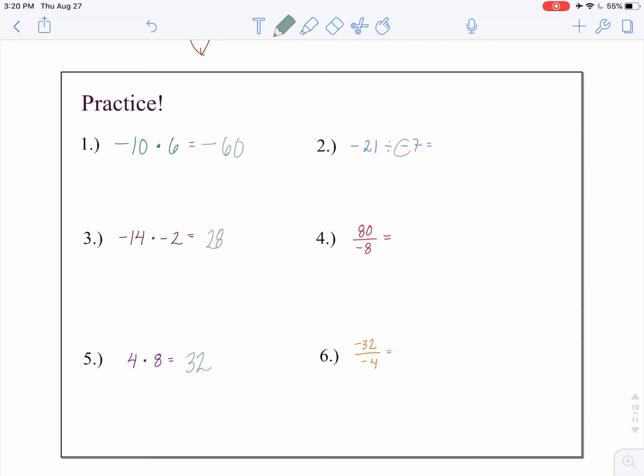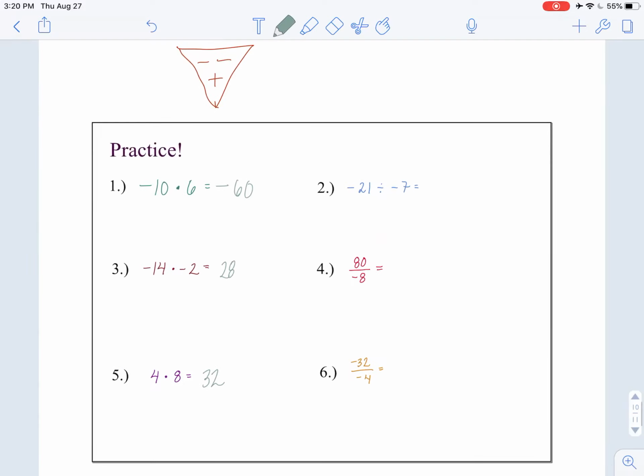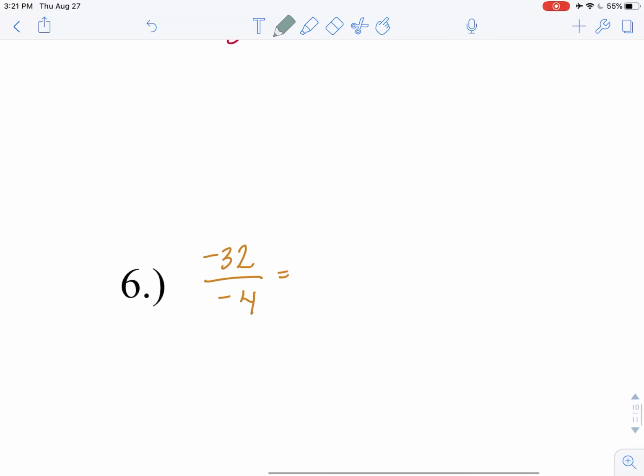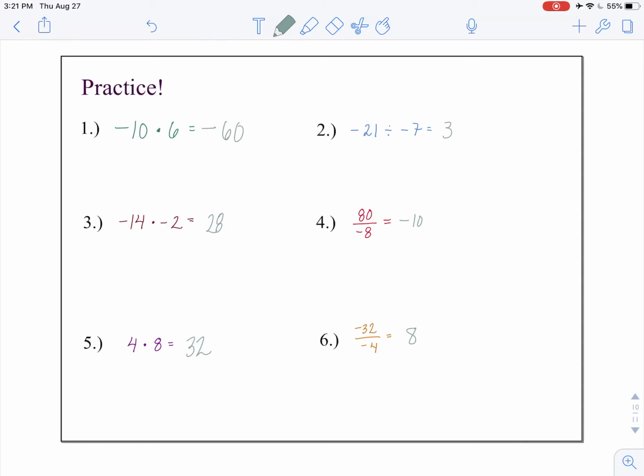I have a negative divided by a negative, which is going to give me a positive answer. 21 divided by 7 is 3. Here in my fraction, 80 is positive, so I have a positive divided by a negative, which is going to give me a negative, and 80 divided by 8 is 10. And last but not least, I have a negative divided by a negative, so my answer will be positive. 32 divided by 4 is 8.